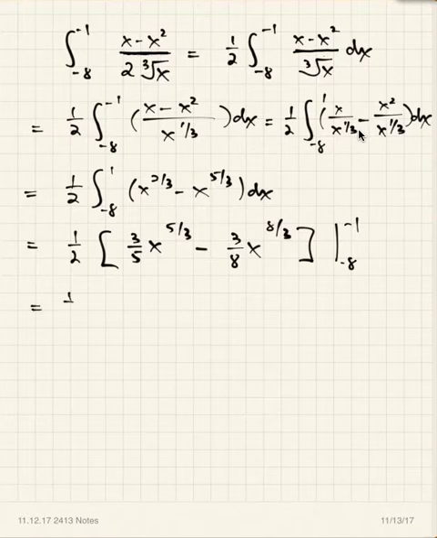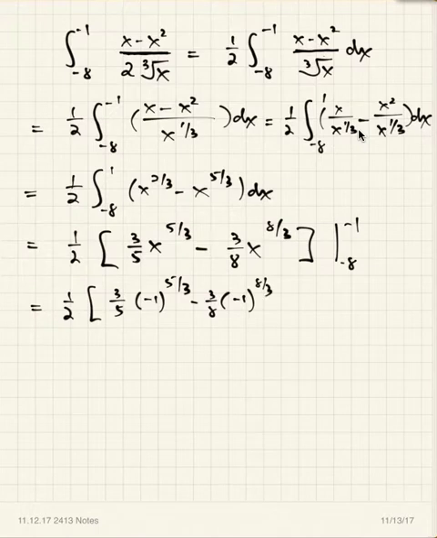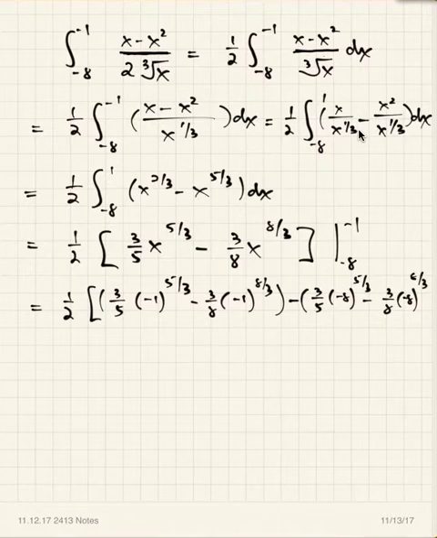And this gets to be very messy from here. A lot of times the arithmetic is pretty nasty. So at the upper limit, I have -1 to the 5/3, minus 3/8 times -1 to the 8/3. Put parentheses around that, minus, and then you're putting in -8, so you have 3/5 times -8 to the 5/3, minus 3/8 times -8 to the 8/3. Yuck.